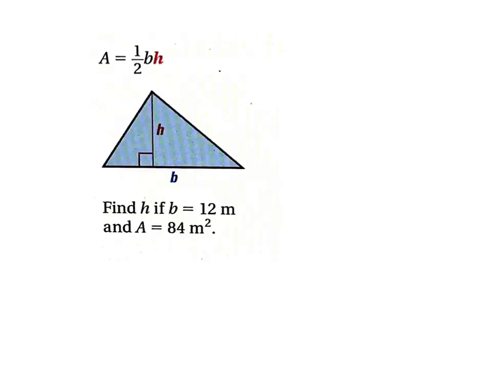One more of those. This is the area of a triangle. And if you look in red, they're telling you here, and I think this can be some of these in your book, the formula is right here, and they have an H in red. And notice down here it says find H. So we're going to solve for H.